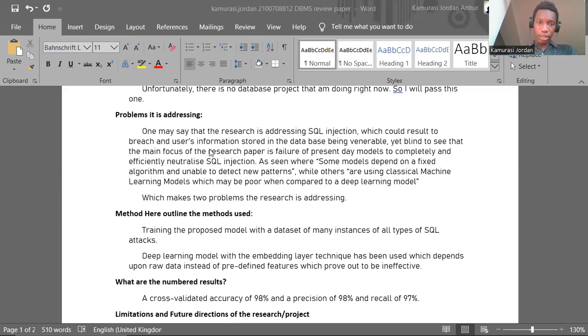So just as it states, one may say that the research is addressing SQL injection, which could result in a breach of user information stored in the database being vulnerable, yet blind to see that the main focus of the research paper is the failure of present-day models to completely and efficiently neutralize SQL injection, as seen where some models depend on a fixed algorithm and are unable to detect the patterns, while others are using classical machine learning models, which may be poor when compared to deep learning models.